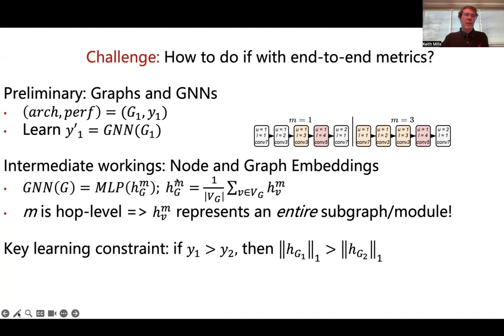And leveraging this constraint with this equation, I would encourage you to look at the paper to see the full details, but essentially what we are doing is we are forcing the GNN to decide which subgraph modules contribute to our end-to-end performance label and which ones detract from it. And that allows us to label the individual modules themselves and rank them, therefore.